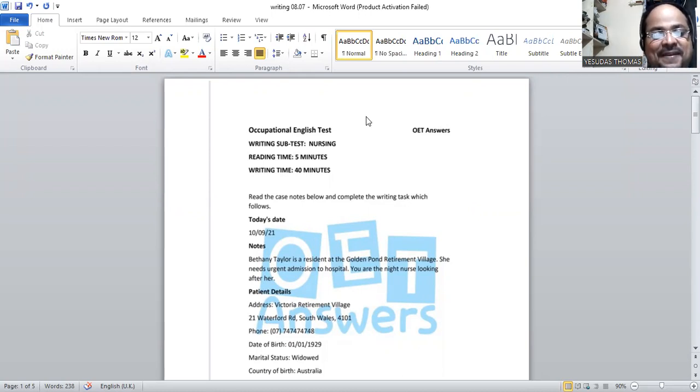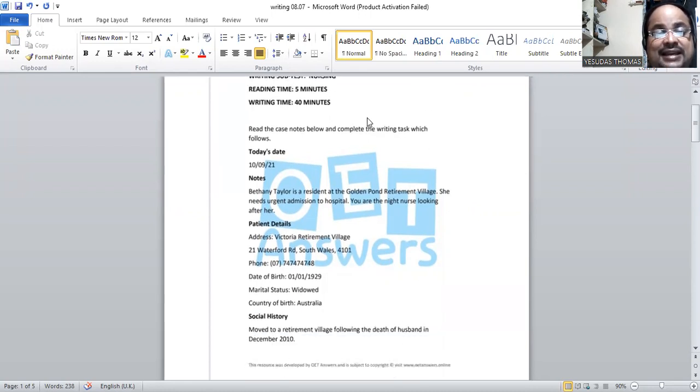Today we are going to see the case of Bethany Taylor, a resident at Golden Pond Retirement Village. She needs urgent admission to the hospital, and you are the night nurse looking after her. So you know your position: you are a night nurse working at Golden Pond Retirement Village, and Bethany Taylor is a resident of the retirement village. This is what we have understood from the preliminary part.